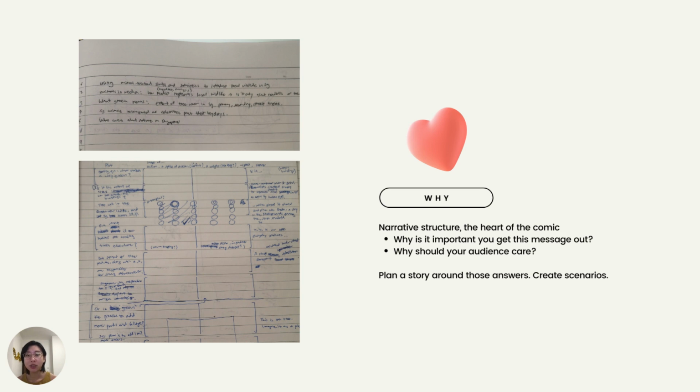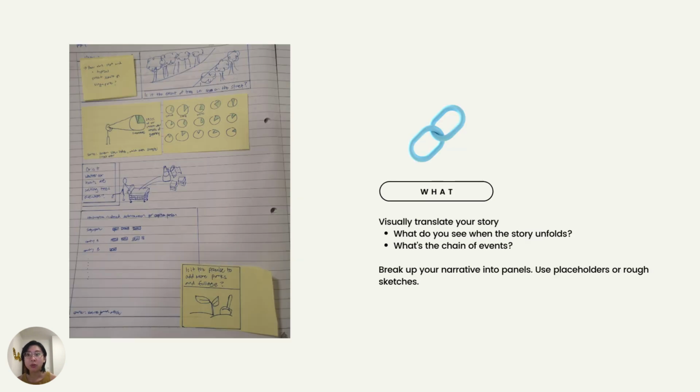And then once you have your story, we move on to the what. This is where you visually translate your story. Imagine your story playing out almost like a movie. What do you see when the story unfolds? At this stage, you are creating a storyboard. And feel free to use placeholders or super rough sketches. The main point is to get the images out of your head and into a material form. So you're breaking your narrative into panels here.